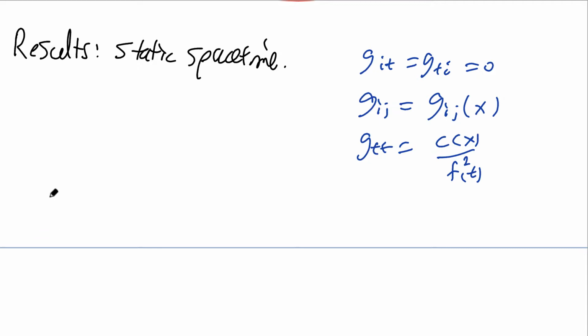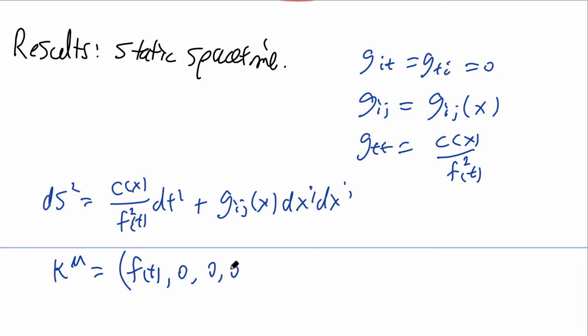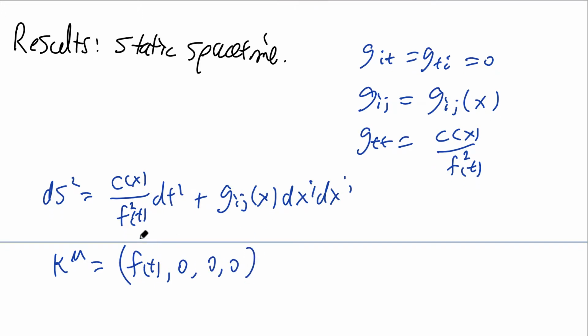And then the spacetime metric written as a line element will have the form c of x over f squared of t dt squared plus g_ij of x dx^i dx^j, and the Killing vector field has only a t component, and that's f of t, 0, 0, 0. Now we can write the metric in a little bit nicer form by absorbing this function f into a redefinition of the time coordinate t.